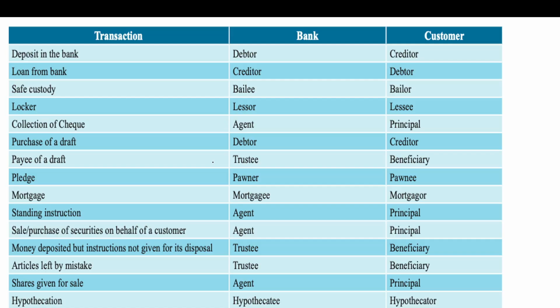So when you deposit in the bank, the bank becomes debtor, the customer becomes creditor. In a loan, the bank becomes creditor, the customer becomes debtor. For safe custody, a bailee-bailor relationship exists in a locker. When a locker has been given on rent, the bank becomes the lessor, the customer becomes the lessee. For collection of cheque, the bank becomes the agent, the customer becomes the principal. So this summarizes bank customer relationships.